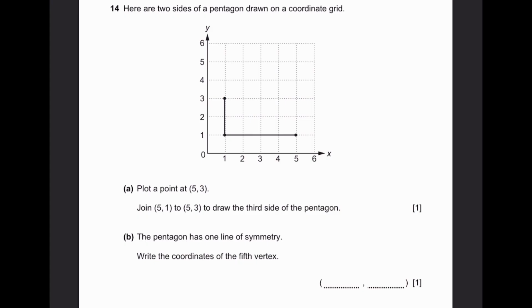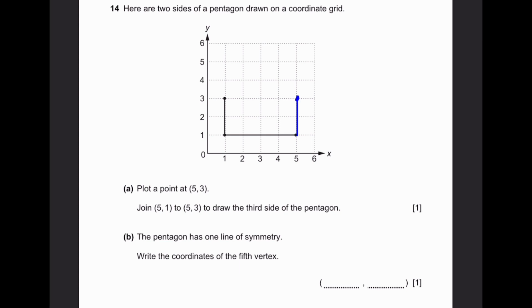Question 14. Here are two sides of a pentagon drawn in the coordinate grid. A. Plot a point at 5, 3. Join 5, 1 to 5, 3 to draw the third side of the pentagon. First, let's plot the point 5, 3. This means x is equal to 5 and y is equal to 3. They intersect over there. So 5, 3 is this point. Now, we need to join 5, 1 to 5, 3 to draw the third side. Which means we join this point 5, 1 to this point, which is 5, 3. And we can do that to form the third side.